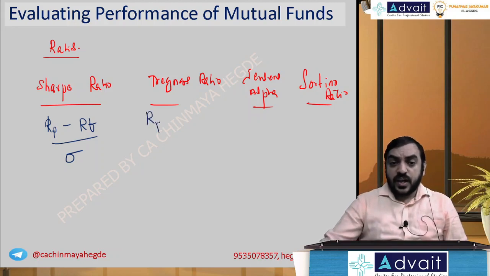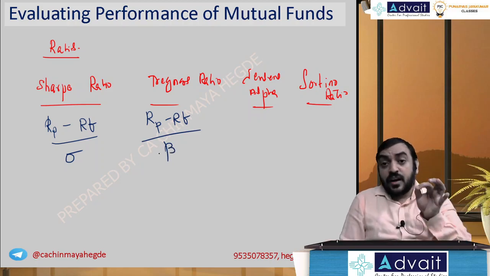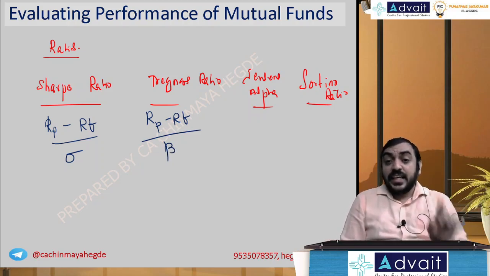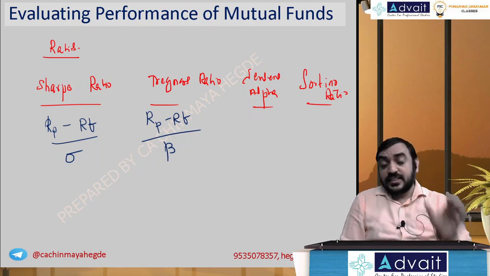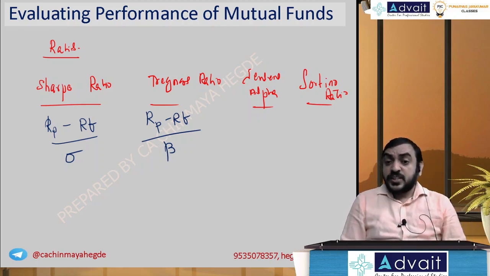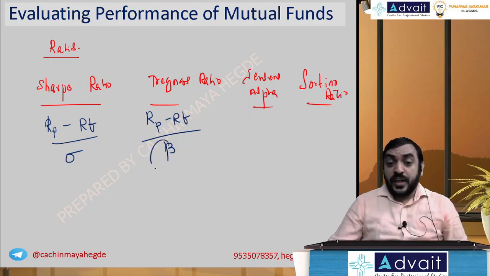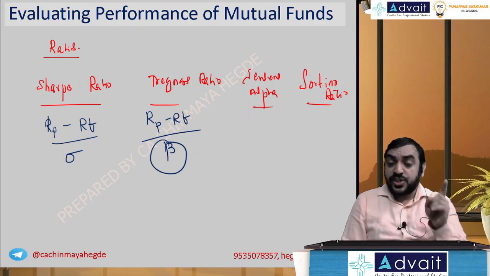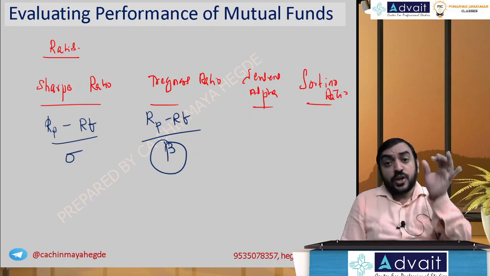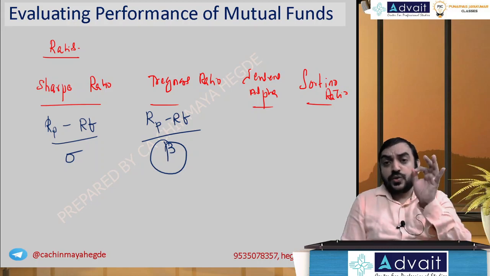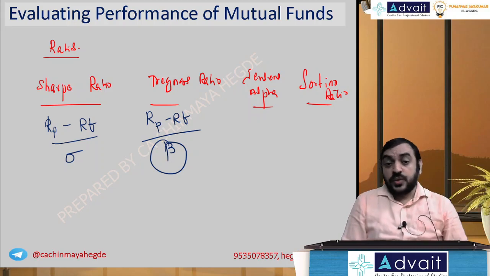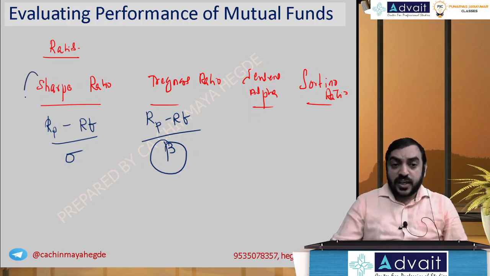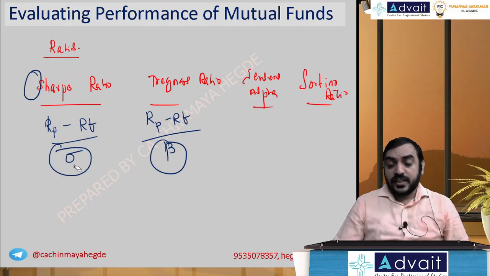Treynor ratio: RP minus RF divided by beta, reward to volatility. That is risk premium for 1 unit of beta, risk premium for 1 unit of systematic risk. Sharpe ratio, risk premium for 1 unit of total risk. Treynor ratio, risk premium for 1 unit of systematic risk. For both, the higher the ratio, the better it is.